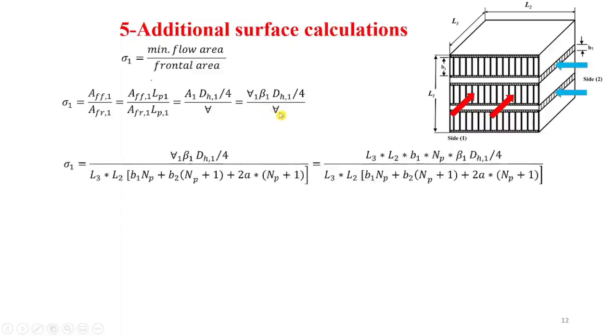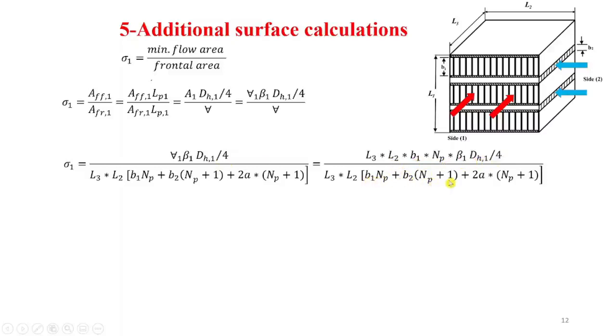Actually, you can write the volume of the heat exchanger in terms of the number of plates and the thickness of each side, B1 and B2, and the thickness of the plate itself. So L3 times L2 multiplied by this parameter, which is L common, will give you the volume of the heat exchanger. And here we can write the volume between the plates for side 1, not the total volume of the heat exchanger, which is L3 times B2 times B1 times NB. And the rest is the same, beta DH1 divided by 4.